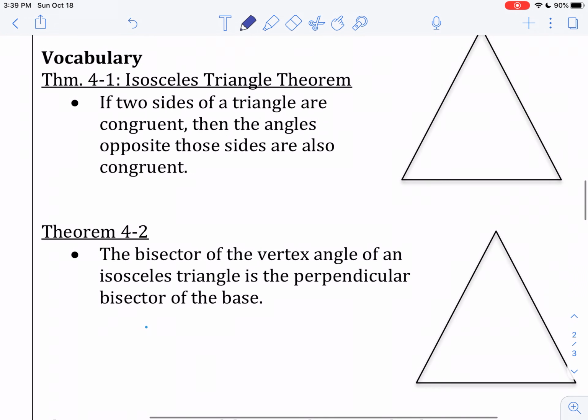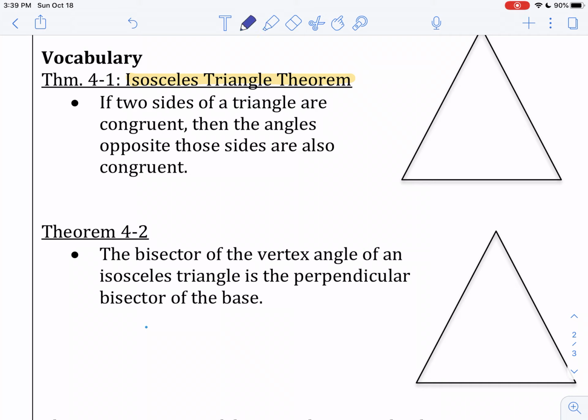So you'll notice that these theorems are 4.1, 4.2, and 4.3. It's because we are dealing with chapter 4 in our textbook, and we're dealing with the first three theorems. So nothing special about the names for these. You're not expected to know the theorem 4.1 stuff, but it would be appropriate for you to know the name of the theorem, which is Isosceles Triangle theorem.